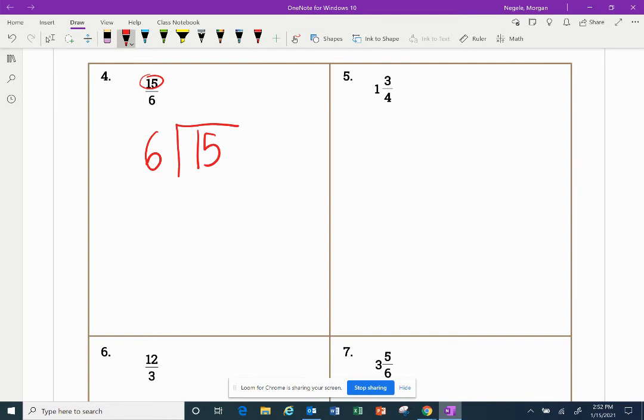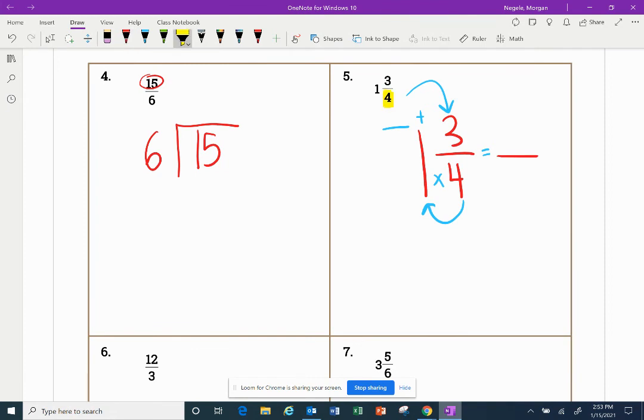Now for number 5, they give us a mixed number, and we need to convert it to an improper fraction. So I'll help you set it up. We're going to do 1 3/4. I'm just writing it bigger. Remember, you're going to take your denominator and multiply it by your whole number. Whatever your answer is for that, you're going to add it to the numerator. Don't forget, in either type of these problems, the denominator, the bottom number, will never change.